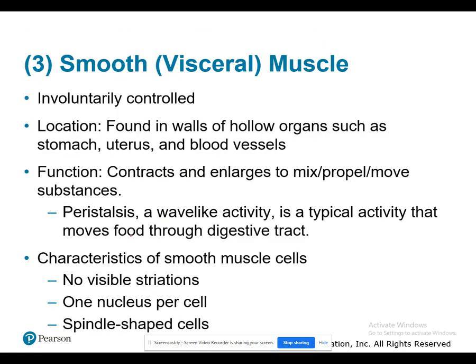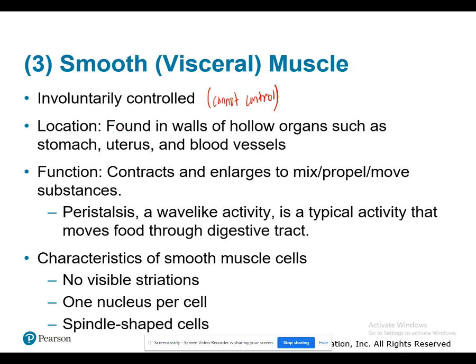And the last type of muscle tissue is going to be smooth muscle. Sometimes you'll also hear it referred to as visceral muscle. So just know that it can go by both names. I do, however, use smooth. This is involuntarily controlled, which means, again, you cannot control it. Your body does it automatically, or your brain does it automatically.